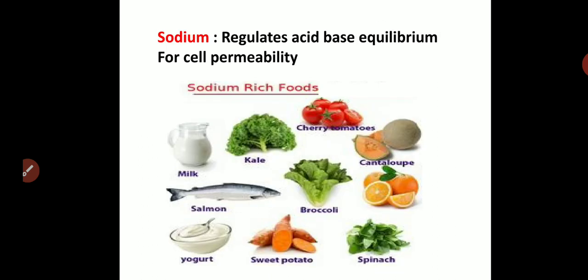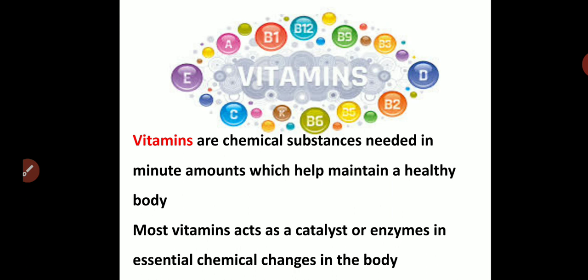Sodium. Sodium is another important mineral, and this is widely available. It regulates the acid base equilibrium, and it is also important for cell permeability. And most important, it also helps in conduction of nerve impulse, then in osmotic control of blood and tissue fluids. The food items which are rich in sodium are shown below, mainly the seafood as well as the table salt we use. Now coming to vitamins.